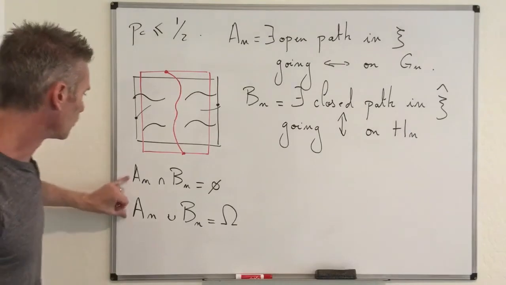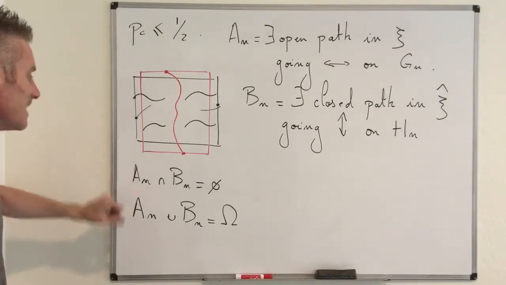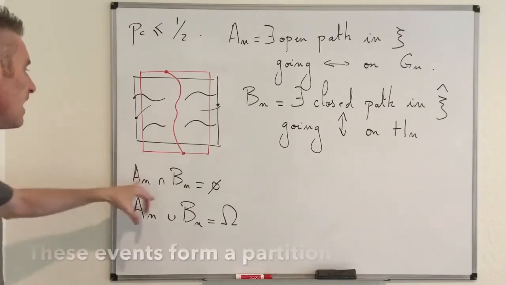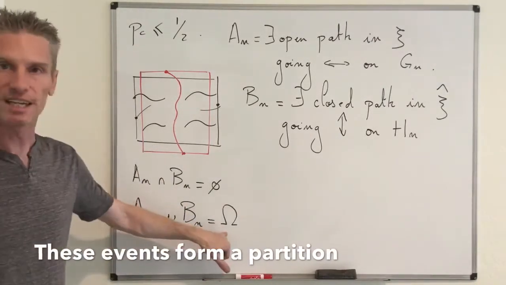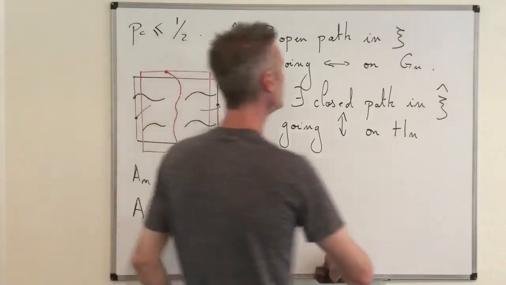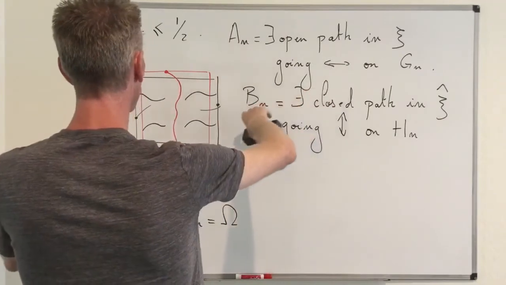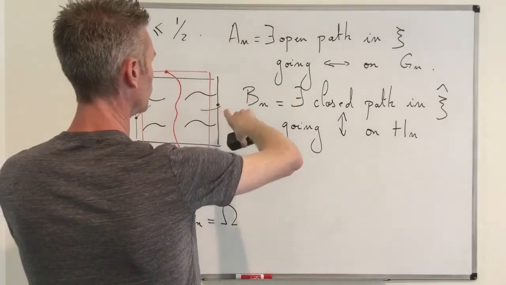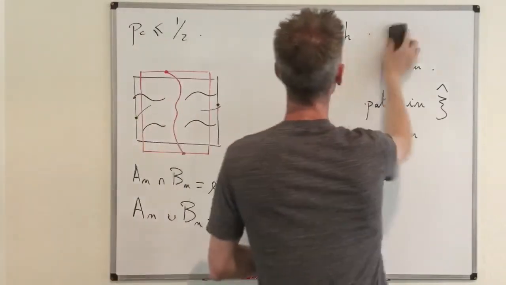So those two things mean exactly that An and Bn form a partition of the set omega. And so from this, so let's keep that in mind. Maybe I can, let's keep that in mind, that's fine. So we kind of have features here.